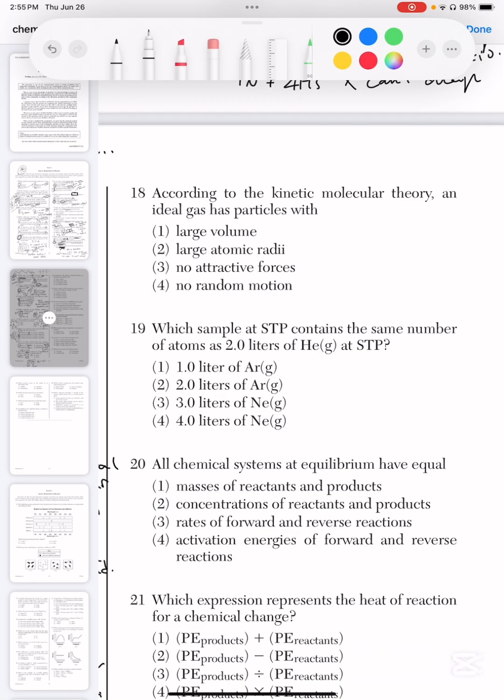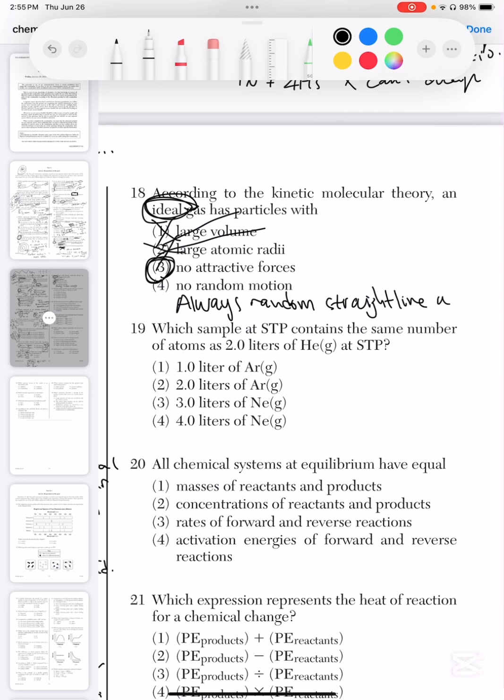According to the kinetic molecular theory, an ideal gas has particles with definitely not large volume, no attractive forces. That is the ideal gas. Ideal gases travel always in random motion. Always random motion, random straight line motion. So it's not D.